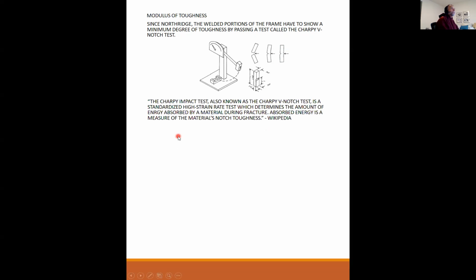So the Charpy impact test, also known as a Charpy V-notch test, is a standardized high strain rate test which determines the amount of energy absorbed by a material during fracture. Absorbed energy is a measure of the material's notch toughness. And I take no credit for this. This came from Wikipedia. I copied it word for word and stole the images from Wikipedia as well. So I take no credit for that. I just found it. But it illustrates the concept very well.